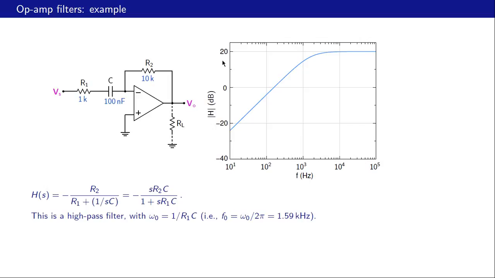Now in the low frequency region, what do we expect this slope to be? Let us look at this transfer function. At low frequencies, omega is small, so therefore this SR1C is small, and we can ignore that, and therefore our H of s is proportional to s. That means H of j omega is proportional to omega, and that gives us a slope of 20 dB per decade. So let us check if that is happening.